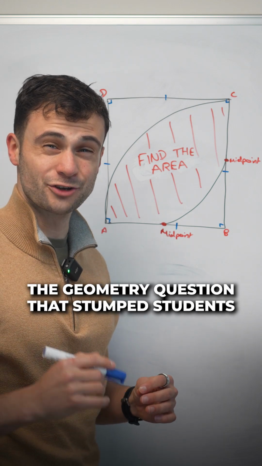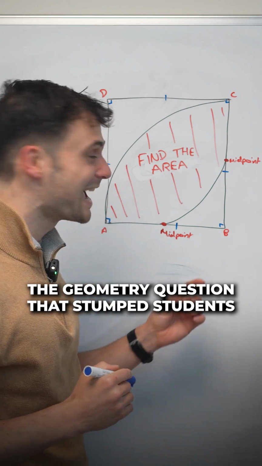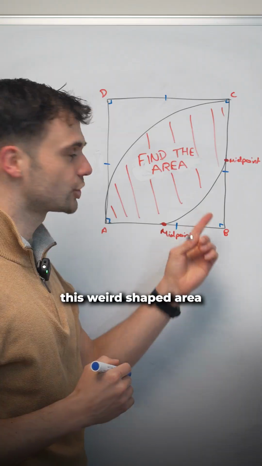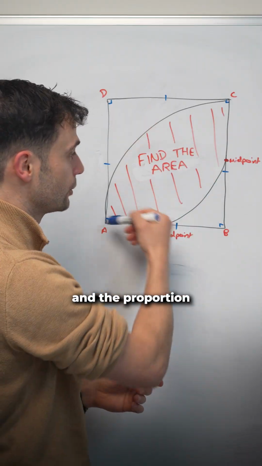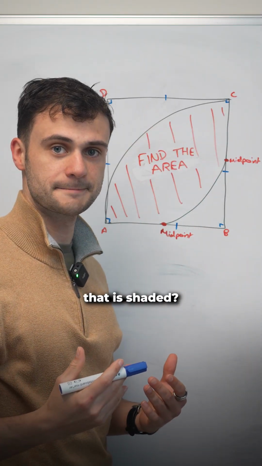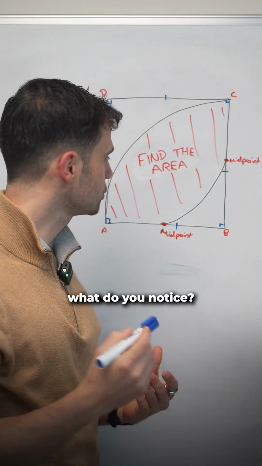This is the geometry question that stumped my Year 9 students. How on earth are we going to find this weird shaped area and the proportion of the square that is shaded? As you start to think about this problem, what do you notice?